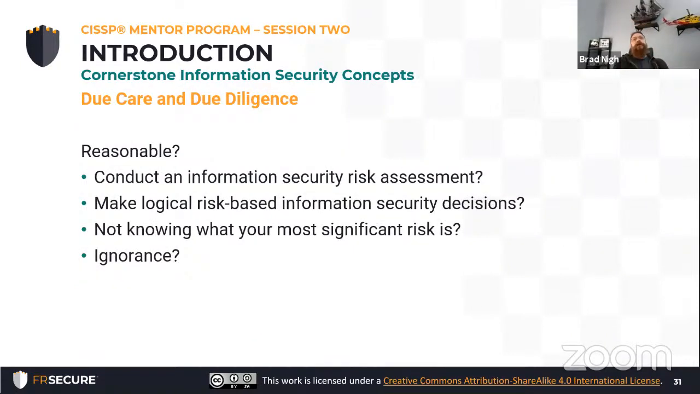All right, due care, due diligence. With this, it's what is reasonable, right? If you don't conduct a security risk assessment, is that reasonable in this day and age? Can you make logical risk-based decisions?